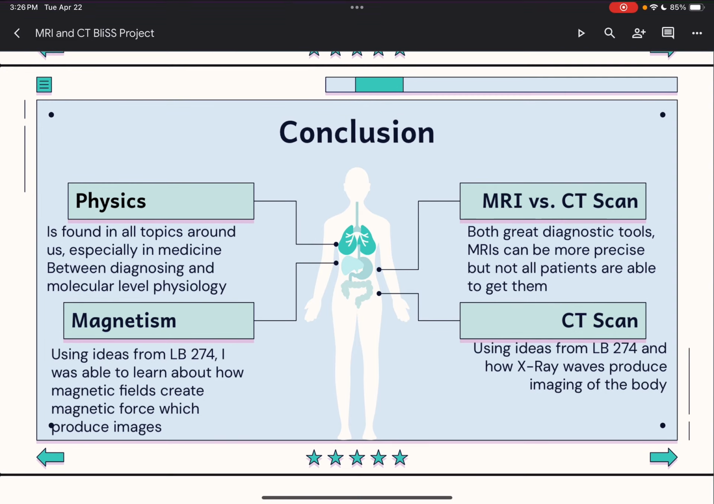In conclusion, physics is found all around us in medicine, especially in diagnosing and at the molecular level of physiology. For MRI versus CT scan, both are great diagnostic tools. MRIs can be more precise, but not all patients are able to get them due to pre-existing health conditions. For CT scans, I learned about X-rays and how they're produced and how they're able to produce images of the body. Finally, in magnetism, I was able to learn how magnetic fields create and produce images of the body.